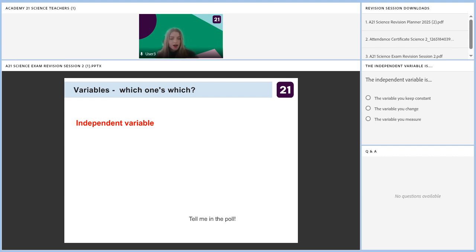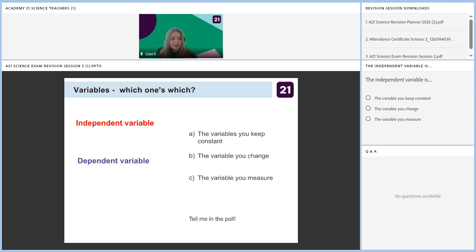Okay. So the independent variable then is the variable that you are choosing to change. So it's the one that you are changing, or the one that you want to see what effect that variable will have. That is the independent variable.